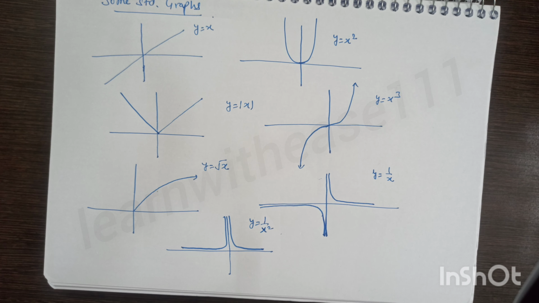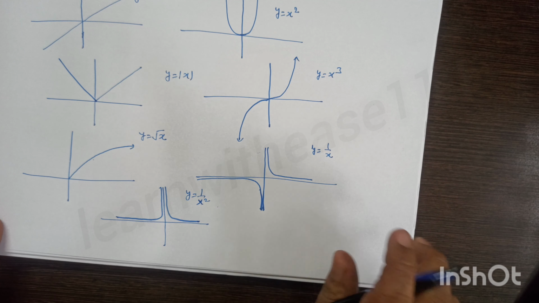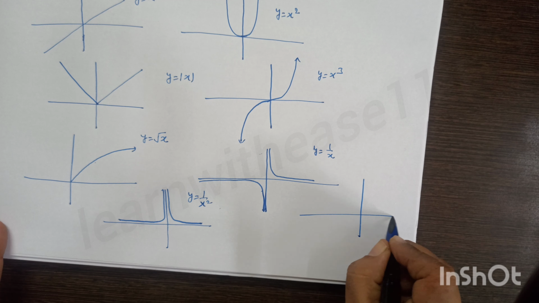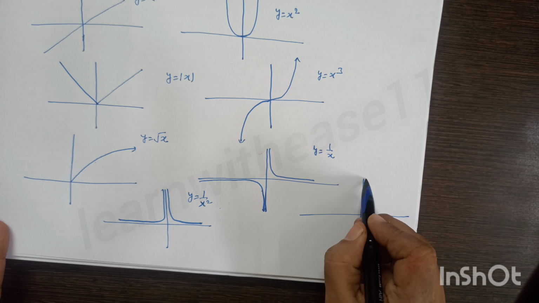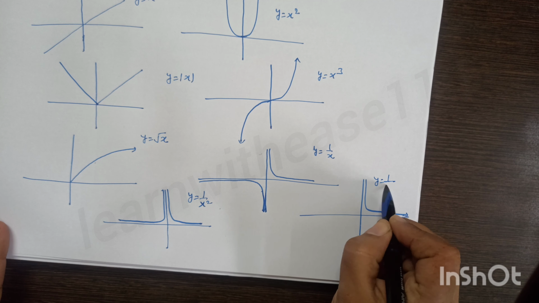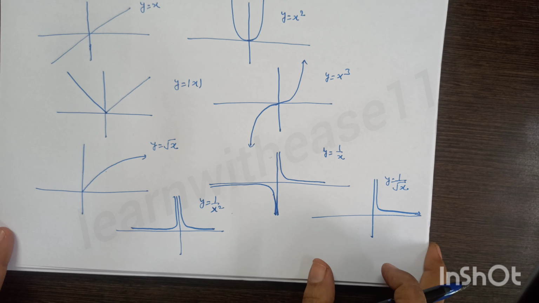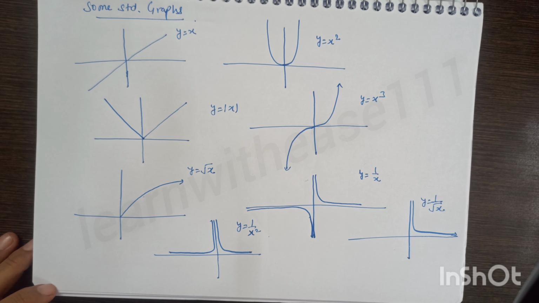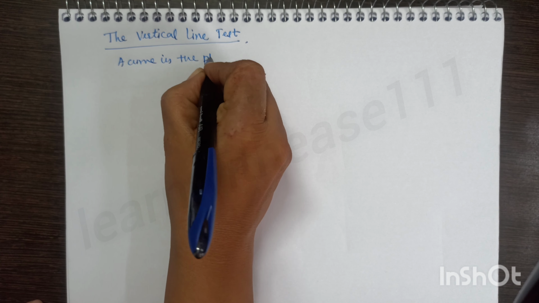And if we have the asymptotic graph in just the first quadrant, then it is a reciprocal square root function. Y is equals to 1 upon square root of x. But these are just standard graphs. We can just have the knowledge.